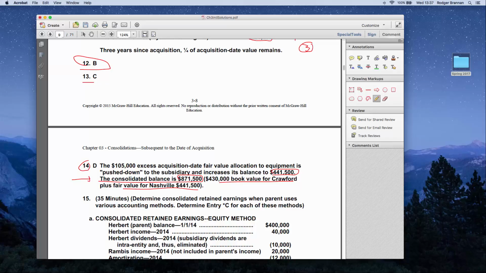If the subsidiary had not used push-down accounting, you would have the 430 book value of Crawford, the 336,500 by the subsidiary, plus the adjustment of 105,000. In either version, you come to the total amount, namely 441,500, and total 871,500.